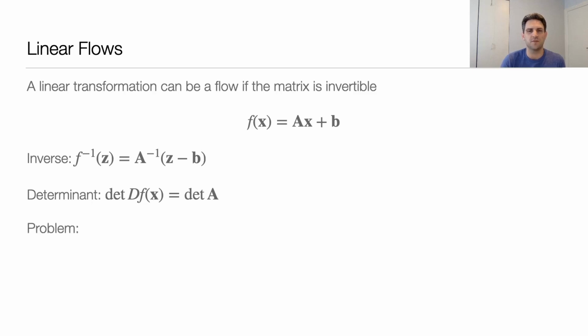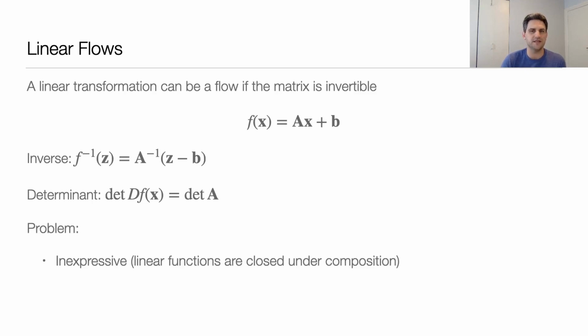But of course, there's some problems with this. The first really obvious one, which we'll come back to in a minute, is that linear functions are closed under composition. So if I can only compose together linear functions, I can never build up anything more complex than another linear function. And we know that we need something more sophisticated than a linear transformation. For instance, if you are only applying linear transformations, basically the only thing you can meaningfully change about a distribution is its mean and variance.